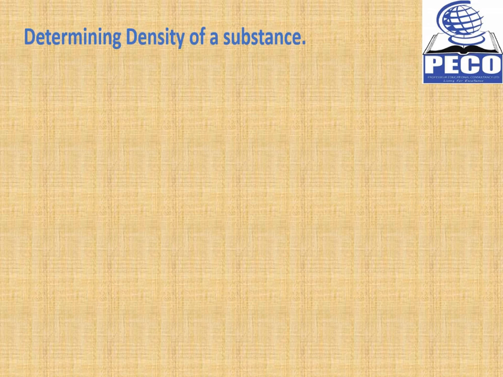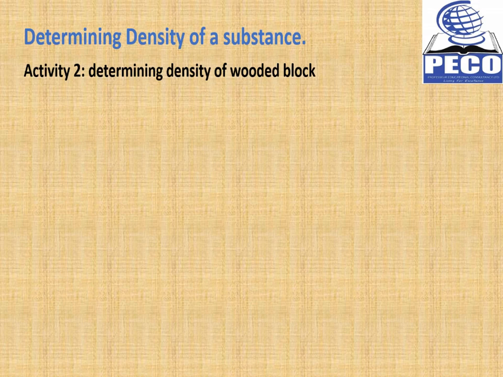Now, having understood the meaning of density, the units of density, the densities of some substances like aluminium, gold, wood, glass, water, and having known how to calculate if you are given the mass and the volume, how do we then determine experimentally the density of a substance? Determining the density of a substance. Now, the activity: determine the density of a wooden block.